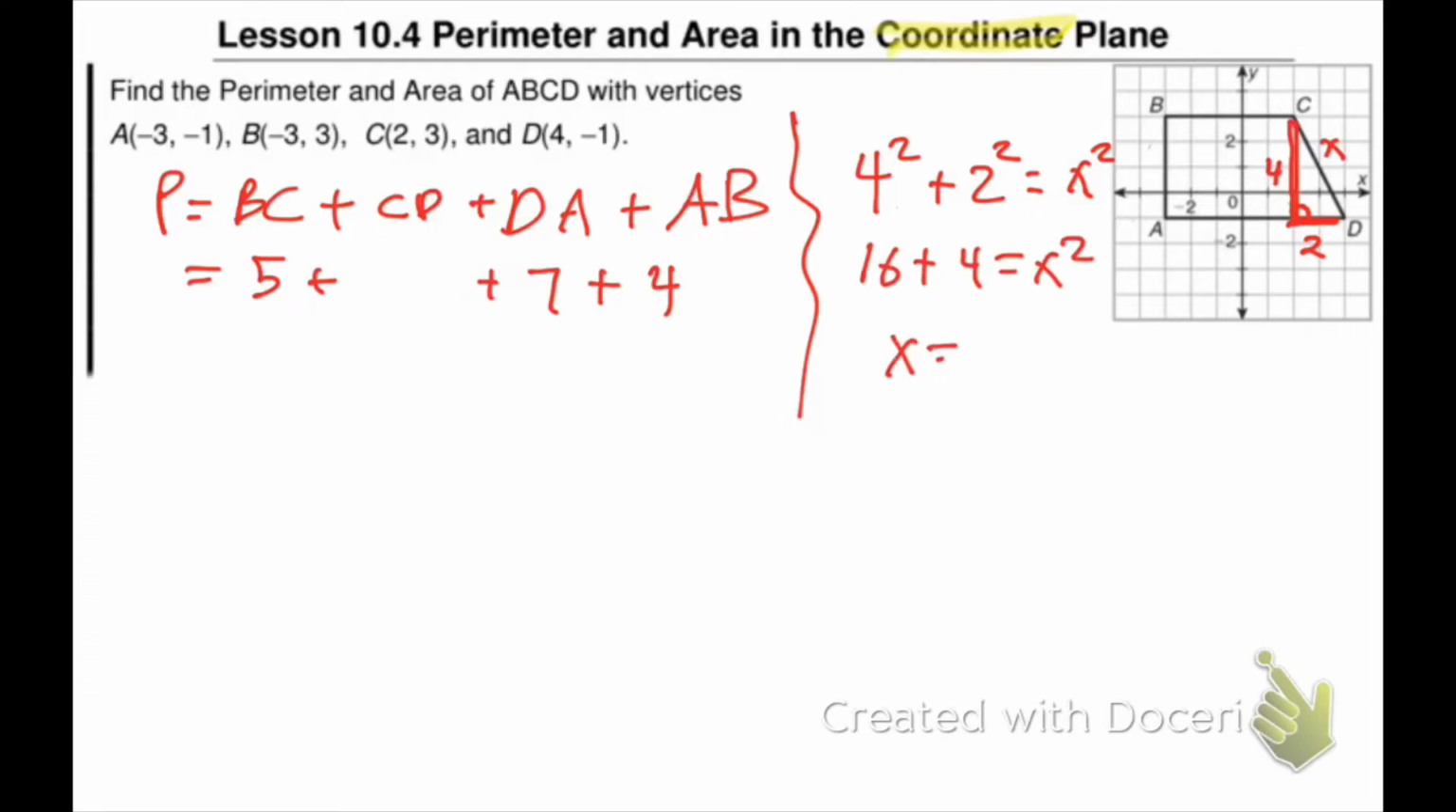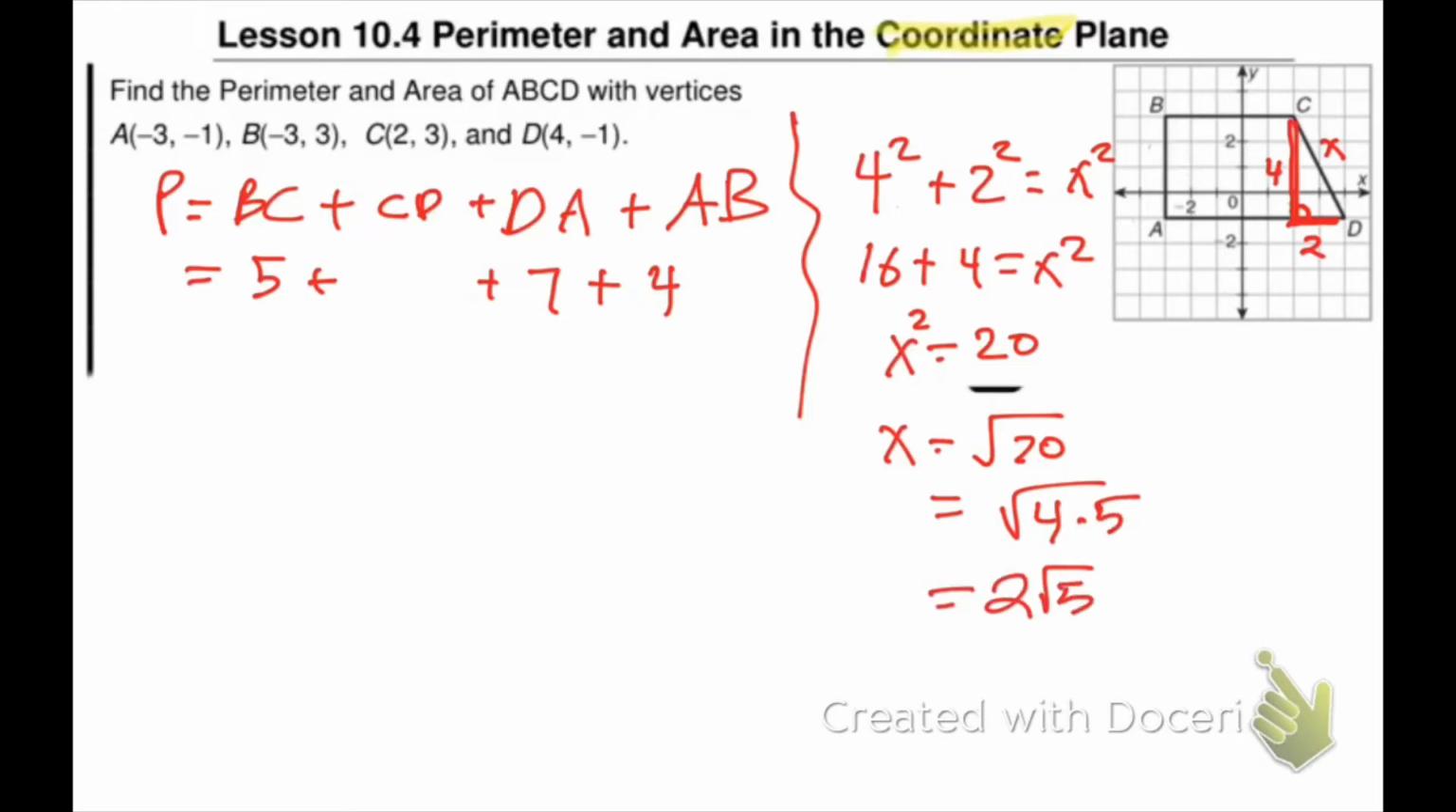So x squared is equal to 20. Square root both sides, root 20. That's the same thing as the square root of 4 times 5. The square root of 4 is 2, so I get 2 root 5. So CD is 2 root 5.